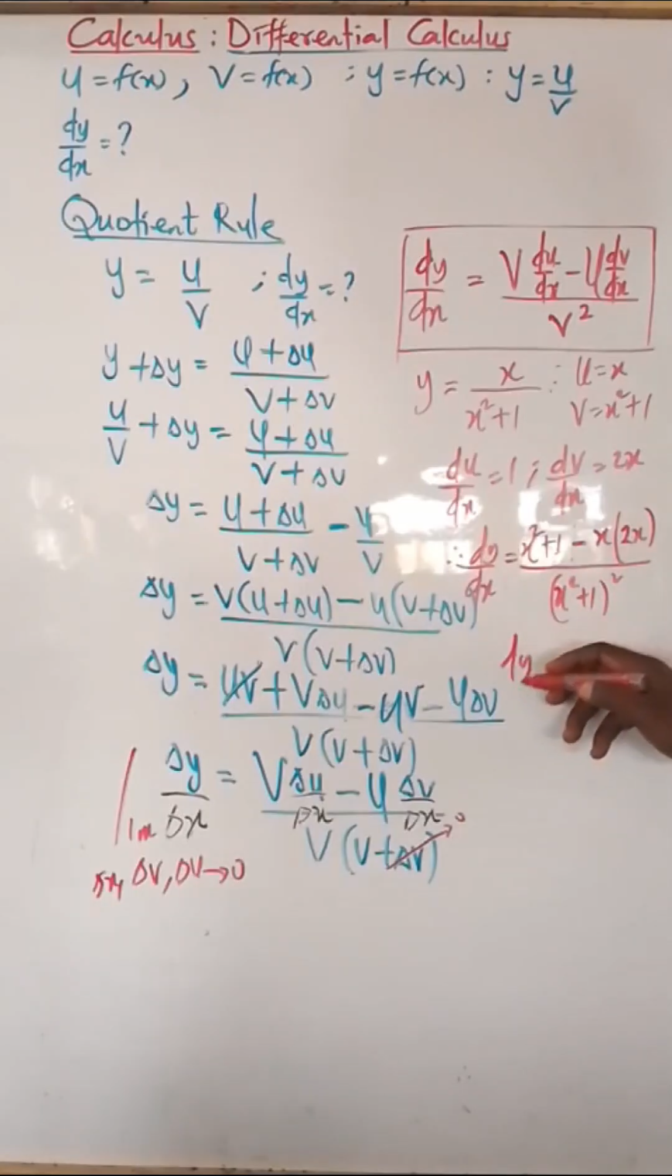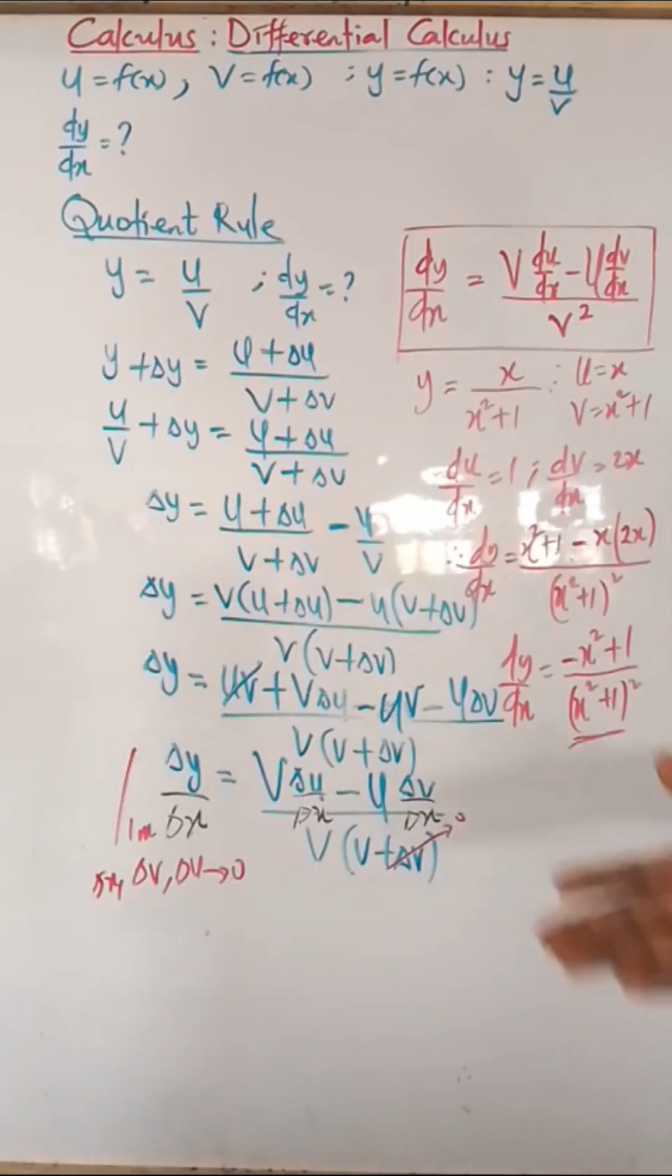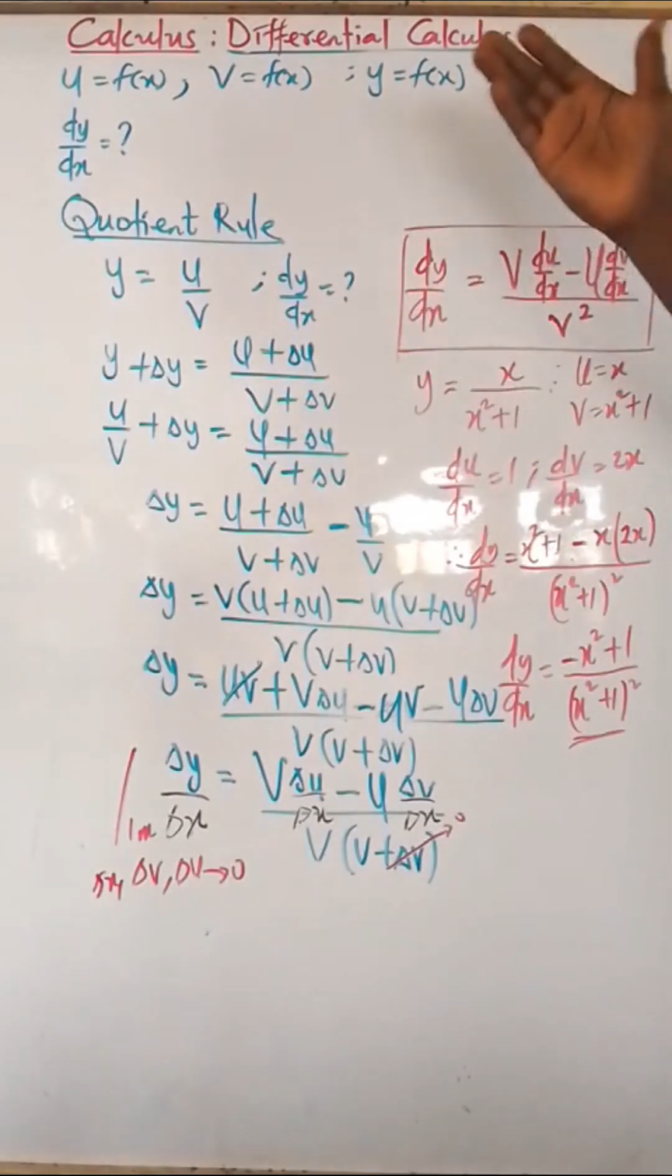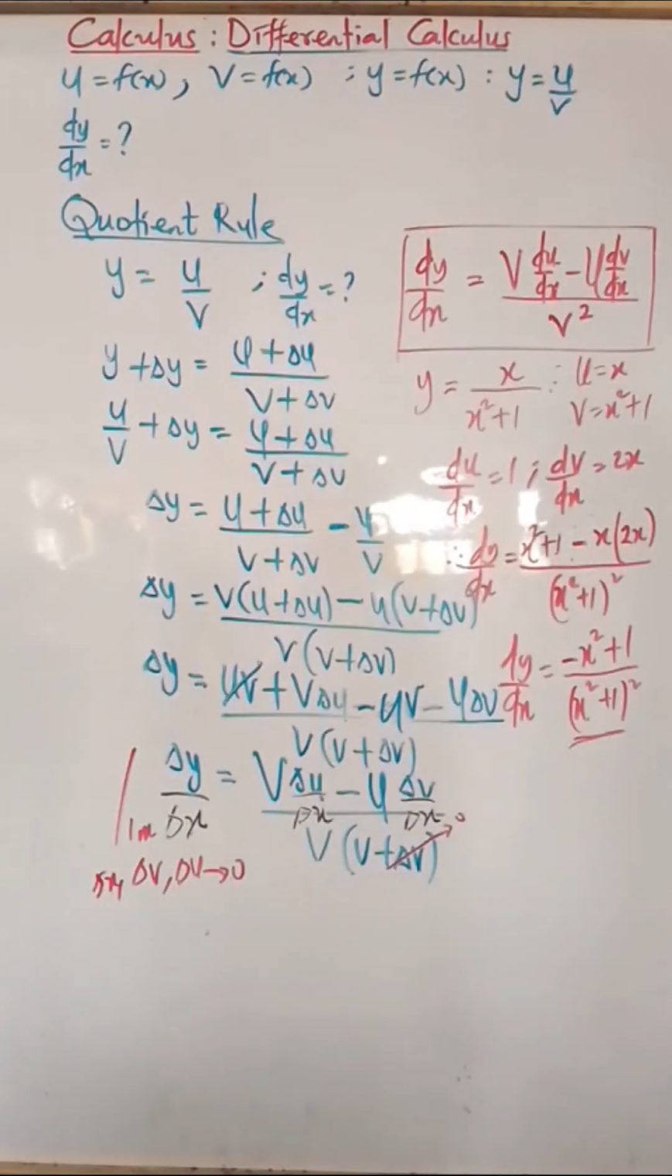So from here, dy dx becomes minus x times 2x is minus 2x squared. x squared minus 2x squared equals minus x squared. So minus x squared plus 1 over x squared plus 1 all squared. This is the gradient of this function. So whenever you have division of two functions, we apply the quotient rule. So this is the quotient rule, when you have u over v. We can also have u times v, what we call the product rule. Now let's talk about the product rule.